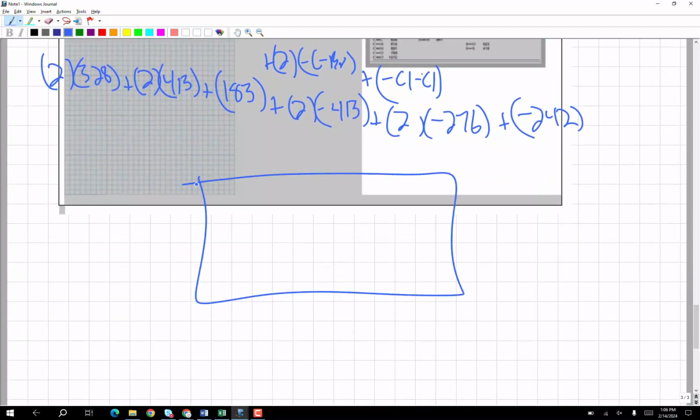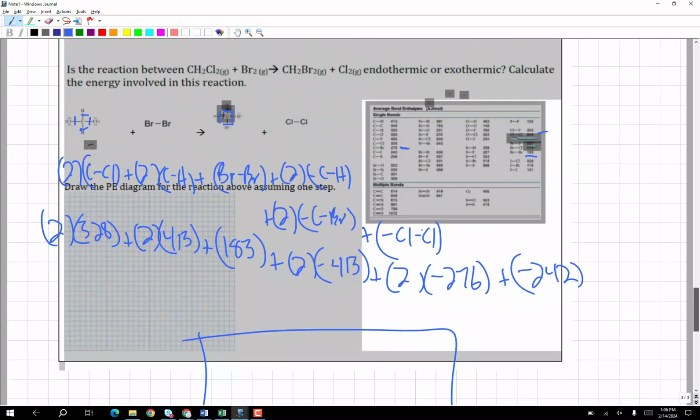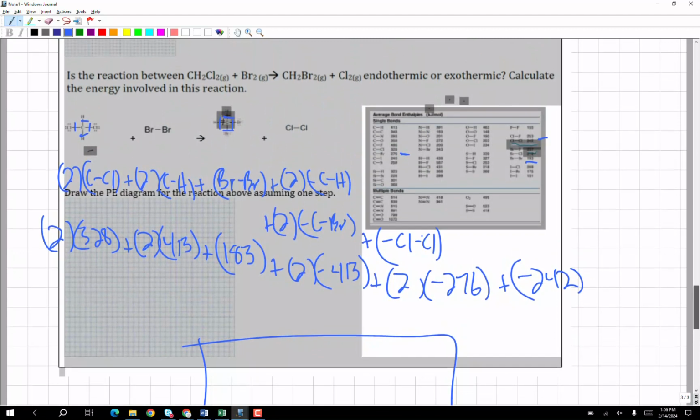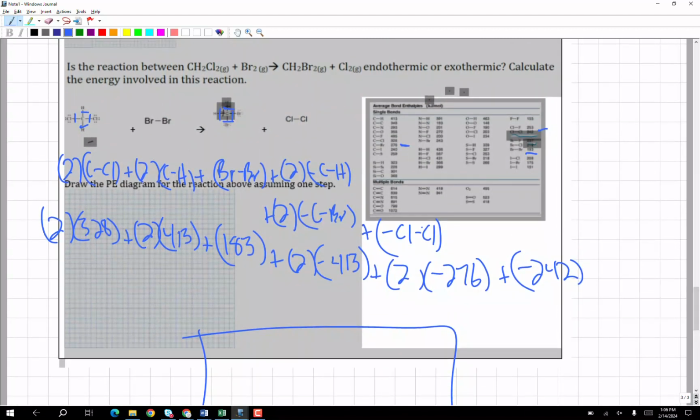I put those in my calculator. I get an answer that will be a question on the podcast. Okay. And then I'll actually do this one because then I'll know whether it's endothermic or exothermic. So here we go. 2 times 328, enter, plus quantity 2 times 413, plus quantity 183. Plus quantity 2 times negative 413, close quantity, plus quantity 2 times negative 276, close quantity, plus negative 242, enter. So I get positive 45.